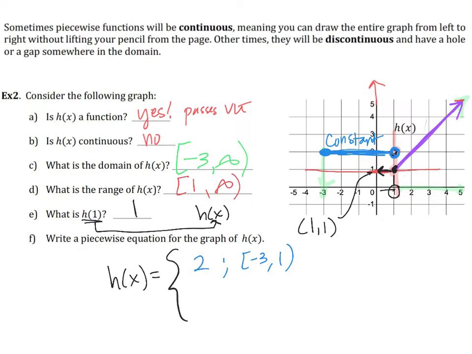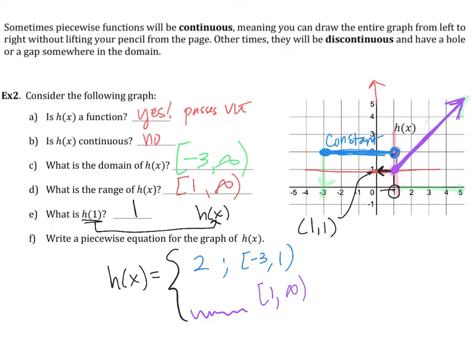And then I jumped down to this purple graph. The purple graph starts at 1. It's inclusive, and it goes, as you can see, to infinity. But the question is, what is the equation of that graph?